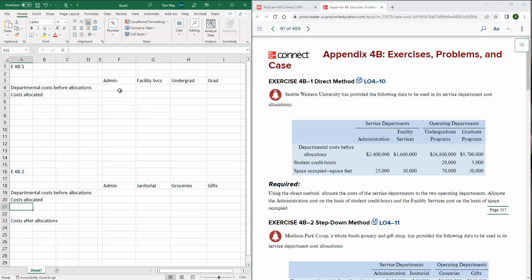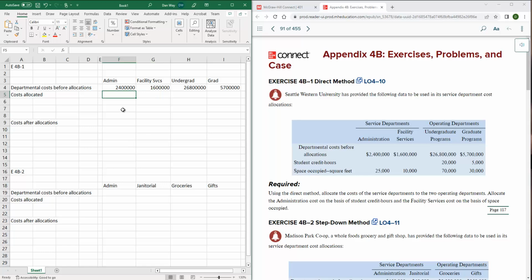I did a little bit of pre-setup here in Excel. So I've got my two service departments listed and my two operating departments. I've got a line for the departmental cost before allocations, and then the cost allocated, and then we'll also make sure we have a line down here for the costs after allocations, so we can double check that. So I'm going to list the departmental costs before allocations, just as shown in the table there in the problem. So administration, $2,400,000. Facility services, $1,600,000. The biggest cost here, $26,800,000 in the undergrad programs, and then the grad programs, $5,700,000.